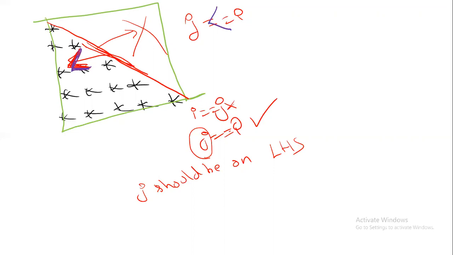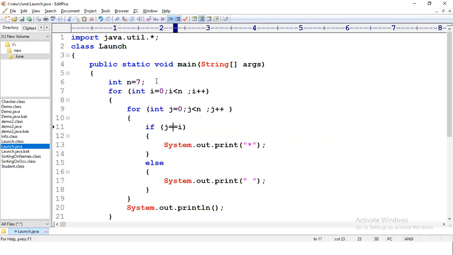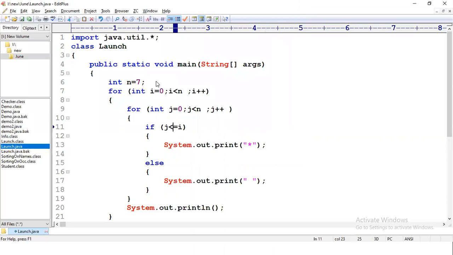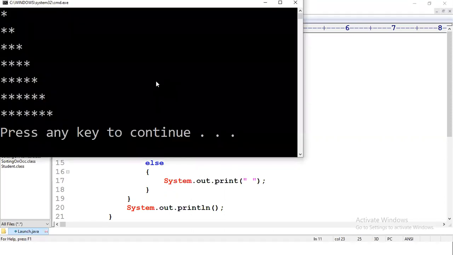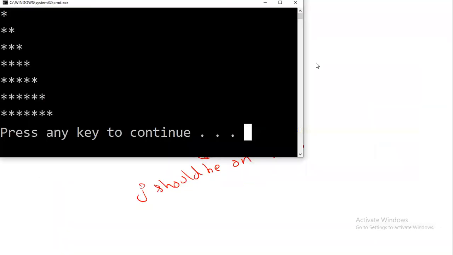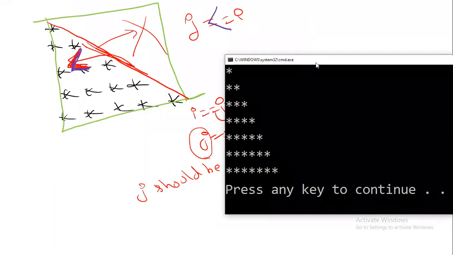J is less than or equals to I will give this area. Let's see. J is less than or equals to I. I'll just write like this. J is less than or equals to I. Okay. If I compile and if I execute, I'll get the output like this. I hope you have understood this topic. If I show you, see the output, right? We have got that pattern.